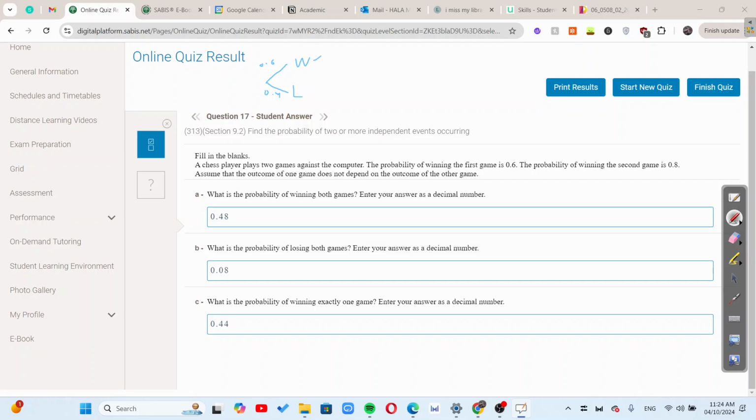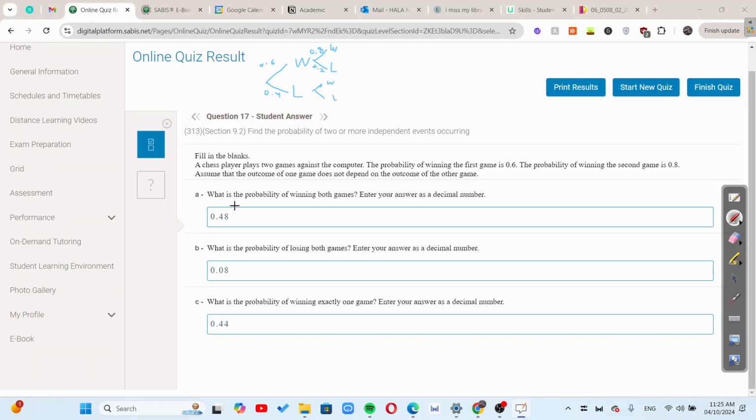Now he's going to play a second game. So again, he could either win the second game or lose it. Even if he loses the first one, he could either win or lose. So the probability he wins the second game is 0.8. And here it is 0.2. And this is probably the same.